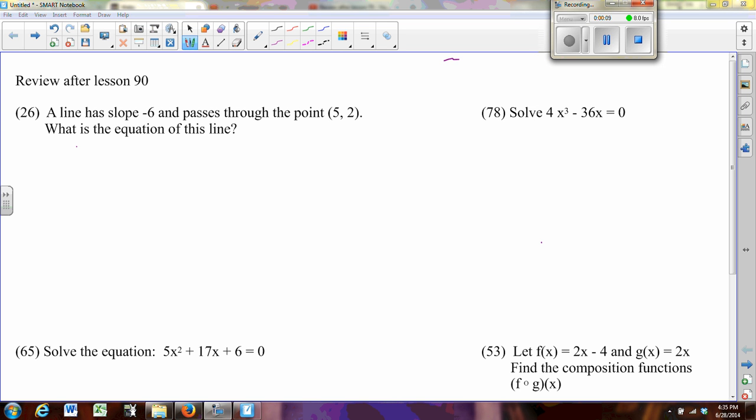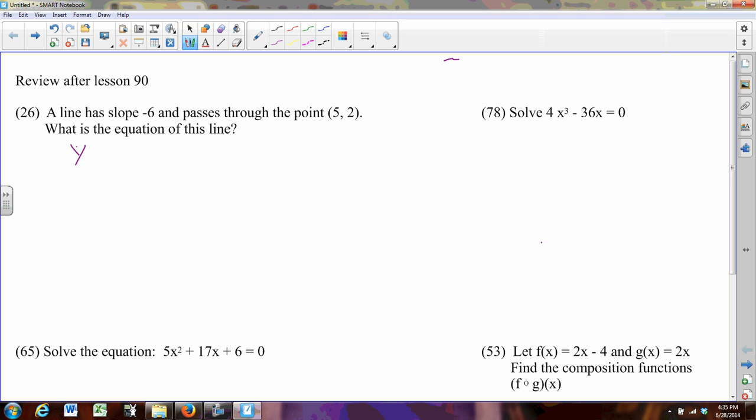The first problem comes from lesson 26. It says a line, so right when I hear a line, I write down my y equals mx plus b. Makes it super simple because now you go on to read and it says the slope is -6 and passes through my x point, which would be 5, and my y point, which would be 2.